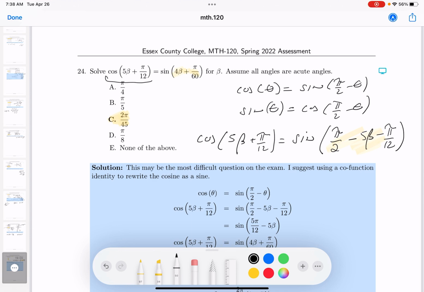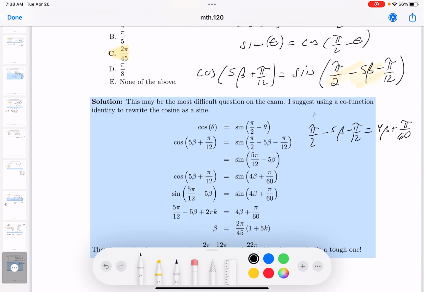And let's write that down now. So what do I get? I get pi over 2 minus 5 beta minus pi over 12 is going to be equal to 4 beta plus pi over 60. What I would do is I'd multiply both sides by the LCD. The LCD is 60. What do you get there?